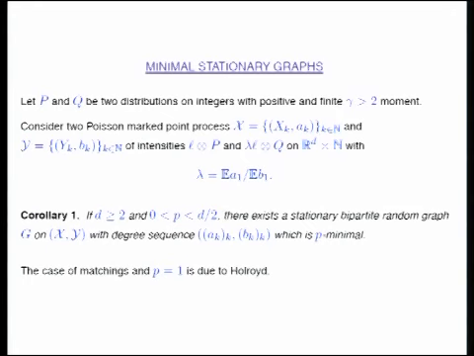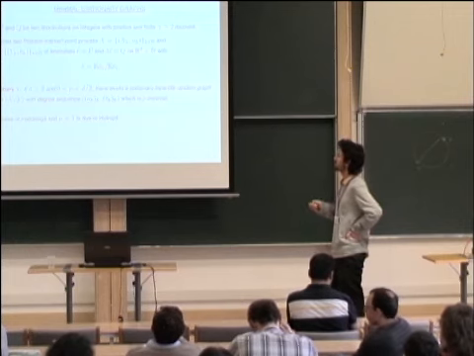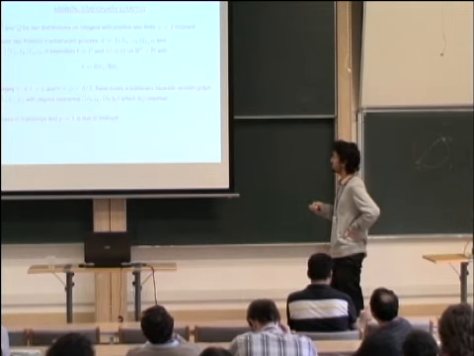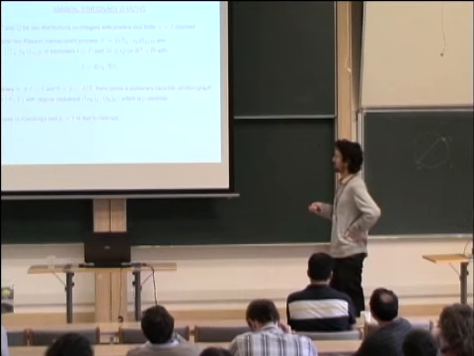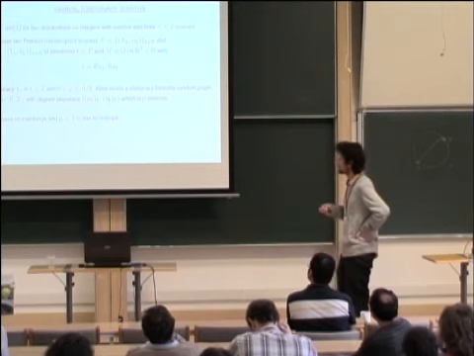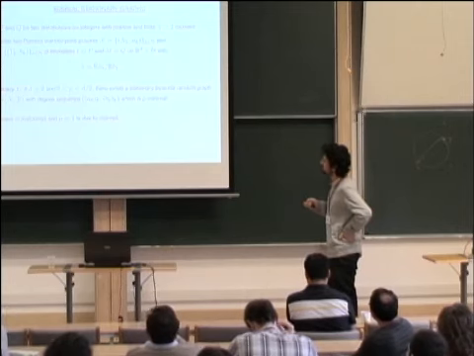You can prove without much difficulty that if you are in the good regime where p is strictly less than d over 2, there exists a stationary bipartite random graph whose degree sequence is exactly this one, the degree sequence a_k, b_k, which is p minimal. So the case of matchings is due to Holroyd. But this is not very deep.